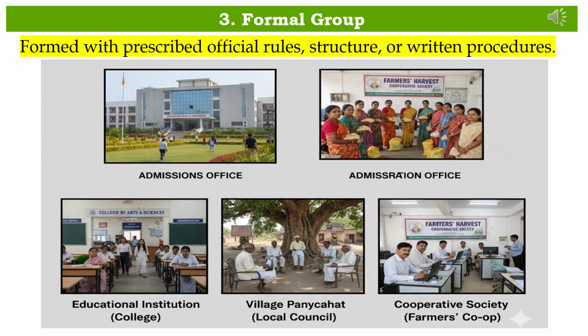Formal group. A formal group is well organized and follows specific rules and structures. It has defined membership, written guidelines and official procedures for leadership. Examples include schools and colleges, village panchayats, cooperative societies, etc.